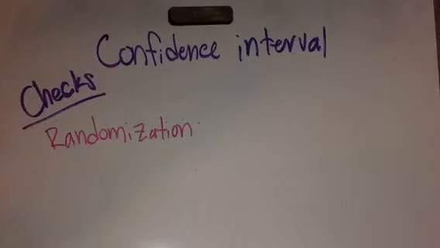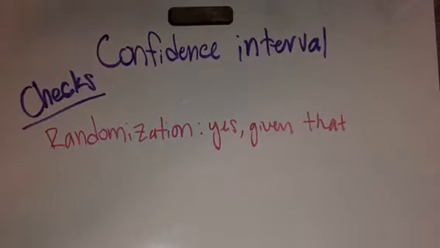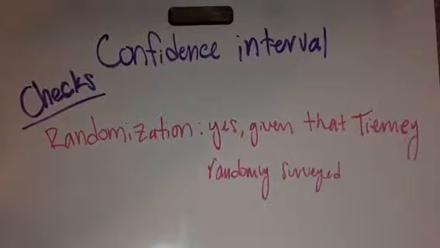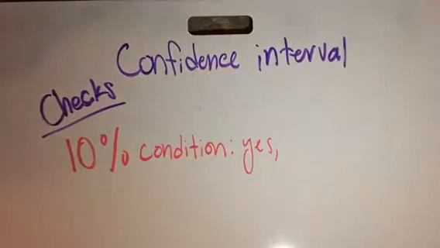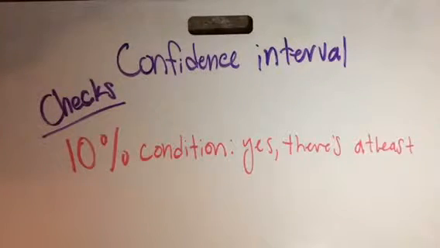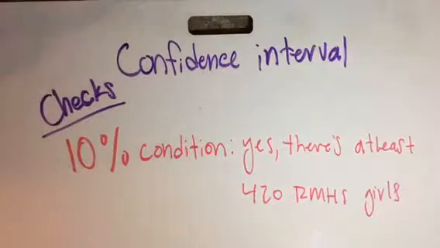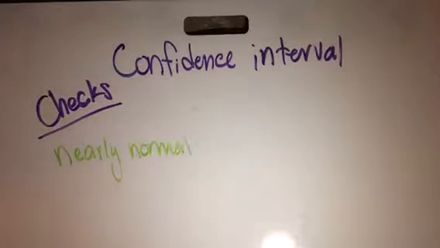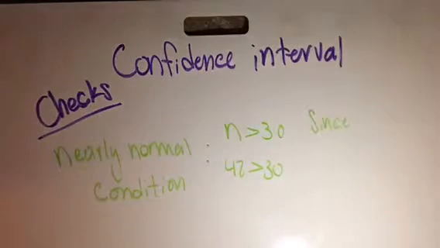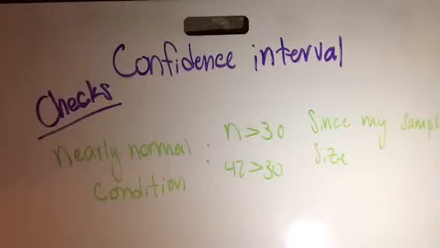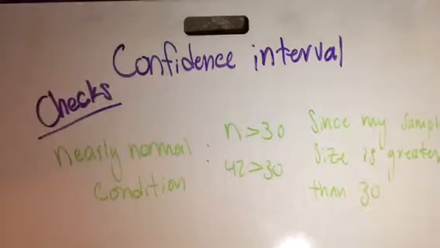The next check would be randomization, and yes, we do have it because it was given that Tierney randomly surveyed 42 Rancho Mars High School females. Next is the 10% condition, and yes, it does check out because there are more than 420 female RMHS students. The last check is the nearly normal condition, and with the rules that we stated earlier in this video, since our sample size is greater than 30, it does check out.